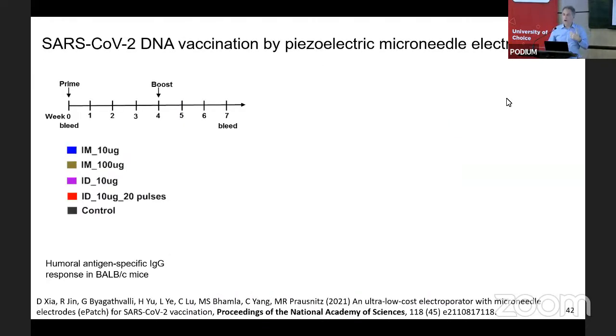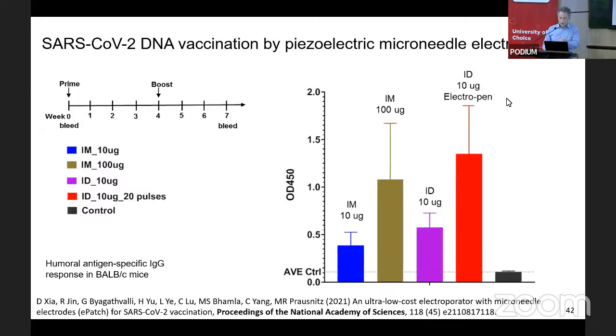We then moved on to doing a vaccination study. This was with a SARS-CoV-2 DNA vaccine, where the study design is shown as a prime and a boost a month later. Let me go to the key data. So these are the antibody responses. The first two bars are after intramuscular vaccination of the vaccine at either 10 or 100 micrograms, and you can see a dose response. We also gave intradermal injection of the vaccine, which looked similar to the intramuscular at the same dose.